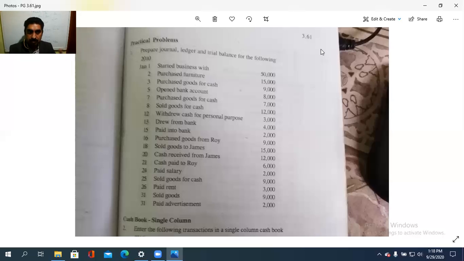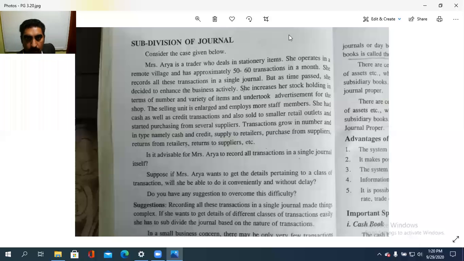Prepare the ledger accounts from this, and the trial balance also, for the following question. So please do it as an assignment. If anybody is having any doubt, please let me know. Hope you are clear with the trial balance now.